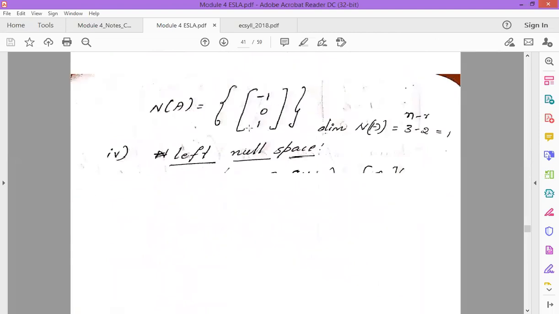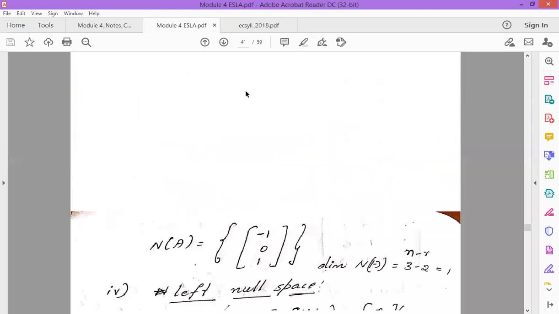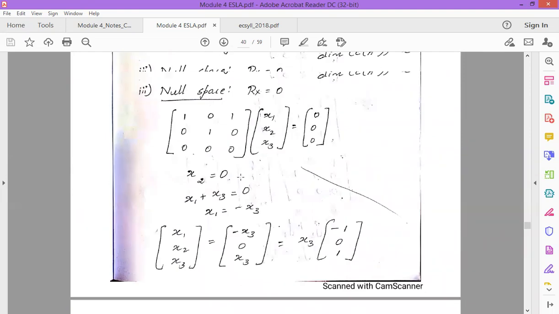So this is the null space of the matrix A, and here the null space contains just one column, so the dimension will be 1. It can be cross verified: dimension of the null space of A is equal to n minus r. Here n is the number of columns we have, which is 3. So 3 minus 2, since the rank of the matrix is 2.